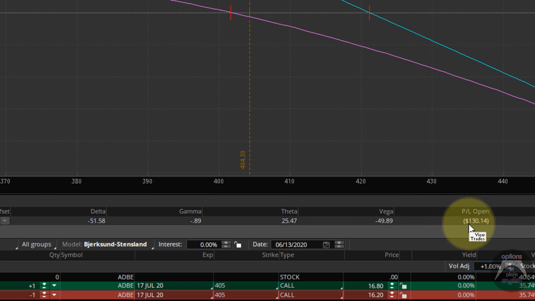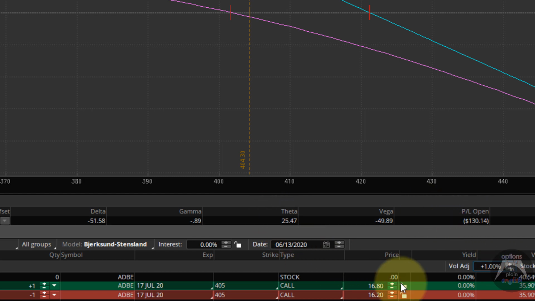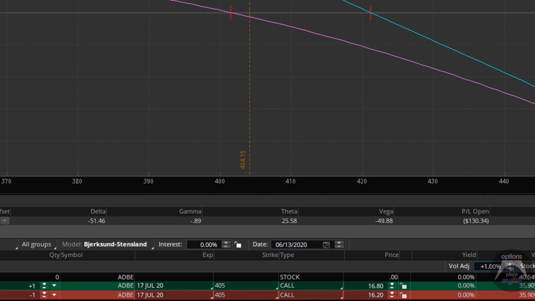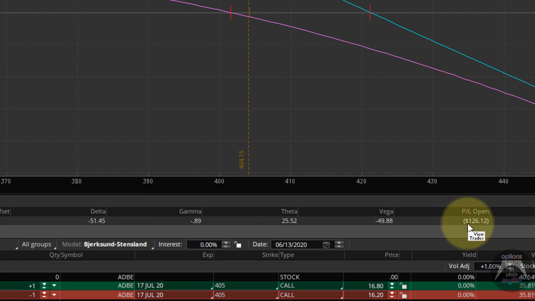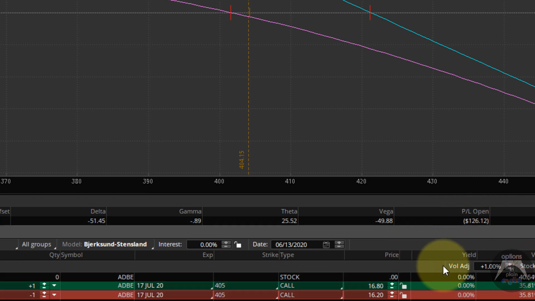So a loss of $130. The price hasn't changed. It's the same price. In fact, let's freeze it here. The price is the same. It's only the implied volatility that's changing, and for a short position, it's a negative effect.